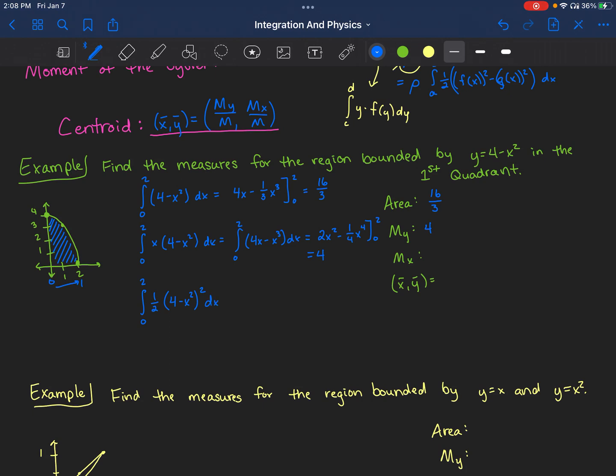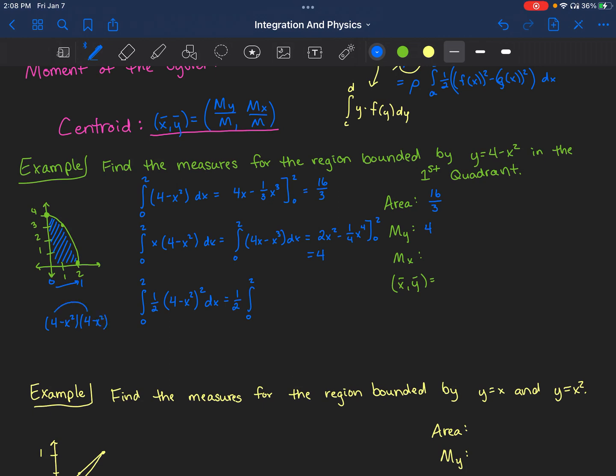So a couple of things. One of the things you could do is go ahead and pull out the 1/2. Just don't forget it in the end. I know I have a tendency to accidentally forget to include that. And I also want to go ahead and square that 4 minus x squared. Make sure you don't just distribute the square. Make sure you actually multiply it together.